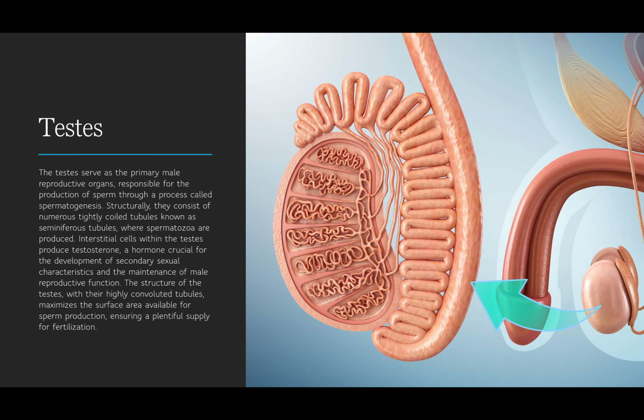So the testes specifically, we know that testes serve as the primary male reproductive organ. These are the gonads. It is responsible for what we call spermatogenesis. You know what spermatogenesis is? It is the process where spermatozoa are produced in the seminiferous tubules. The testes themselves, as gonads, play a key role in hormonal control. Testosterone, a hormone crucial for development of secondary sexual characteristics, is mainly produced in this organ.